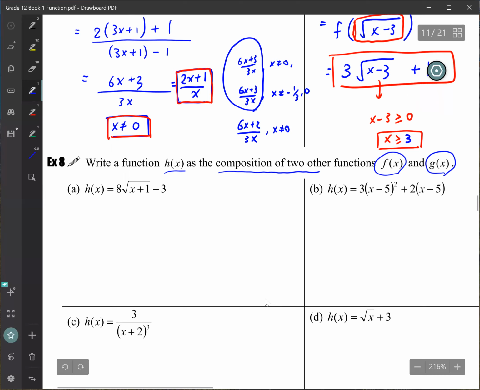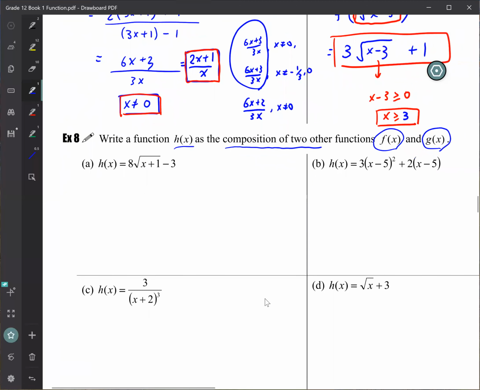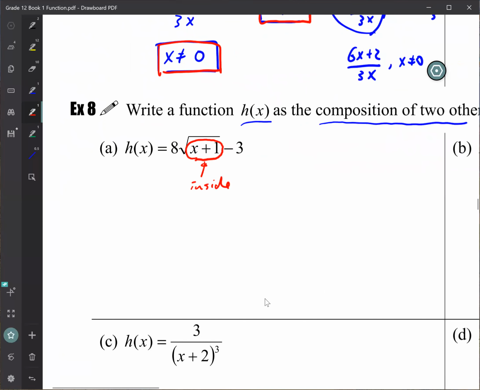So we want one, here we'll try one, okay? Try one together. So the function that goes inside, you can, for example, choose, okay, I want this one, x plus 1, to be the inside. Okay, so the inside function will become the x, right? So the outside function will be whatever that's outside the circle, okay? The circle will become the x. So for example, I will say the inside, let's call this g of x.